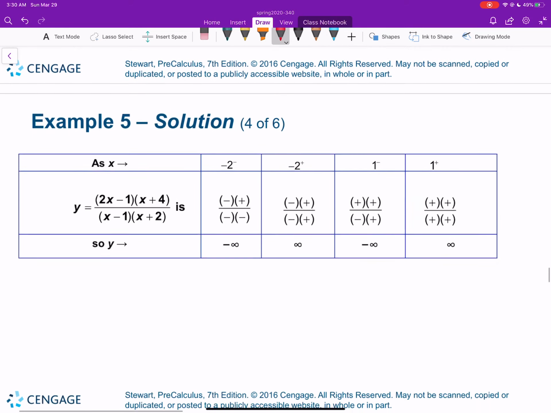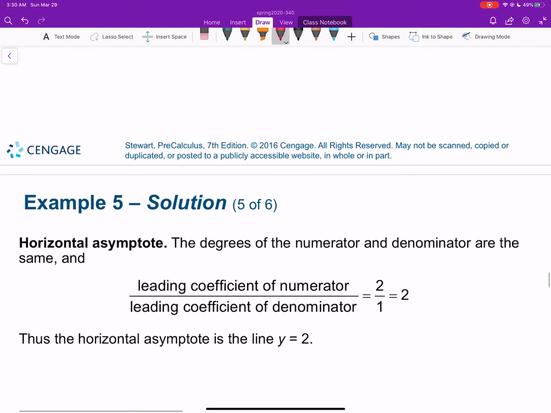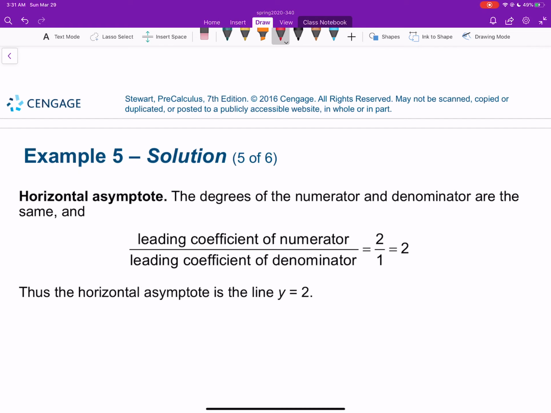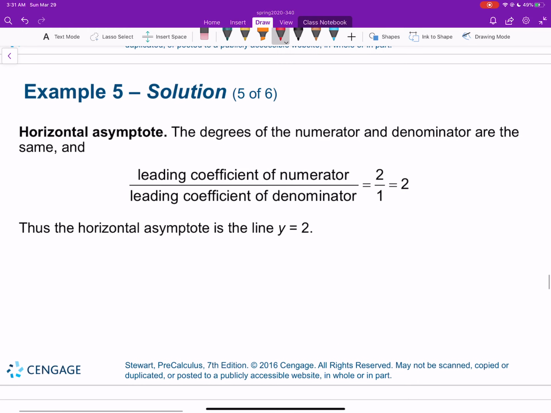And then to find the horizontal asymptote, they compare the degrees of the numerator and denominator, which were equal, so you just find the leading coefficient of the numerator and divide it by the leading coefficient of the denominator. In this case, it was 2. Therefore, the horizontal asymptote is y equal to 2.